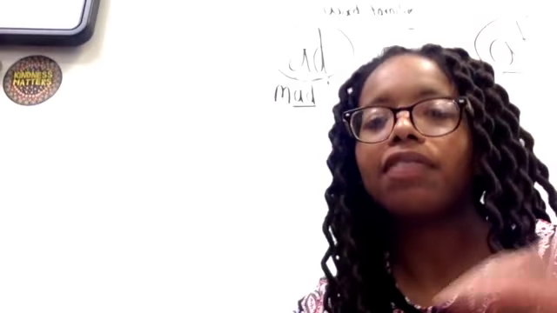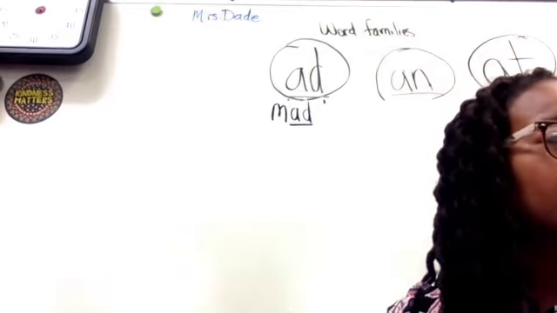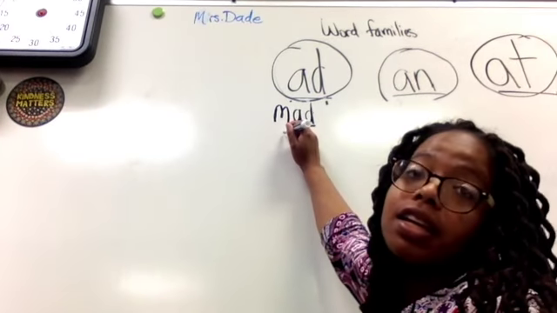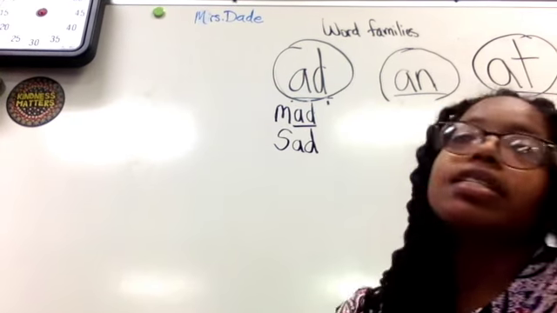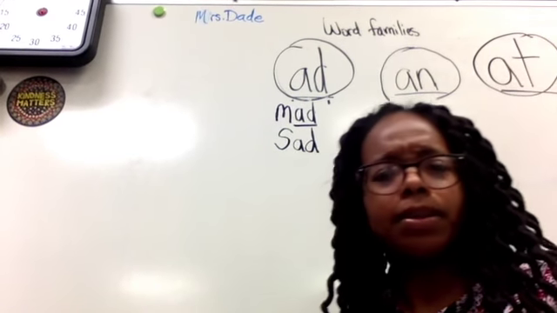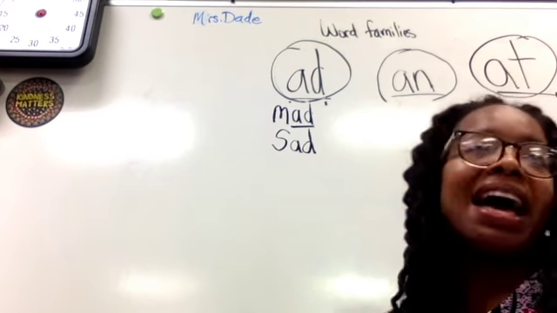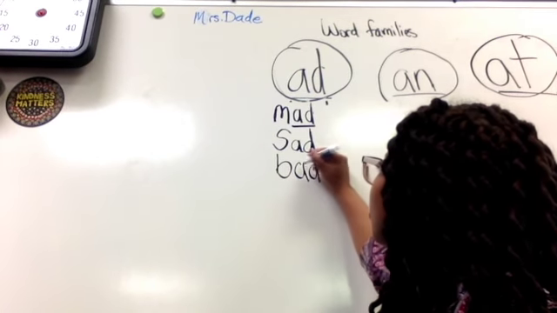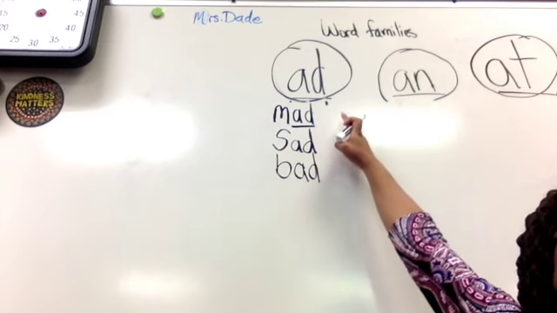We have the add family. Watch as I demonstrate how this works. Mad rhymes with sad. Yes, spell sad then. S-A-D. Okay, listen. If this is mad and this is sad, oh, your mama says you are being very bad. How would you spell bad? B-A-D. B-A-D.